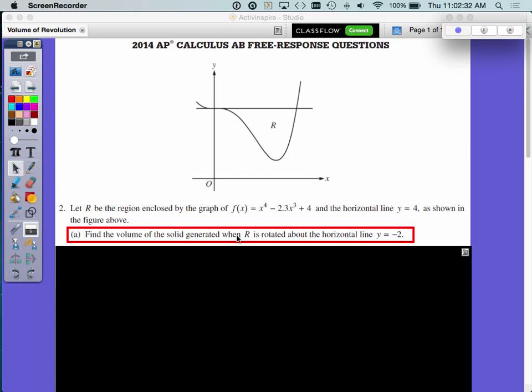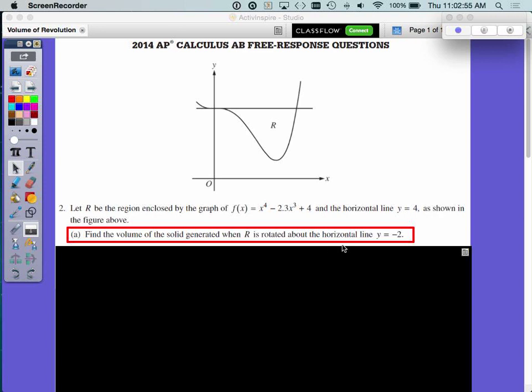So part A, question 2, says let R be the region enclosed by the graph of f(x) = x^4 - 2.3x^3 + 4, and the horizontal line y = 4 as shown in the figure above. And we can see that they've drawn the graphs for us and they've identified the region R. Part A says find the volume of the solid generated when the region R is rotated about the horizontal line y = -2.